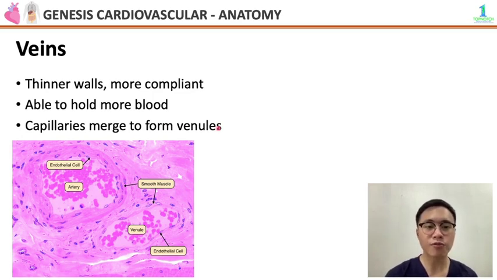Capillaries merge and they form venules. And of course, those venules would merge as well to form smaller veins and bigger veins hanggang they form yung IVC natin and the SVC natin.